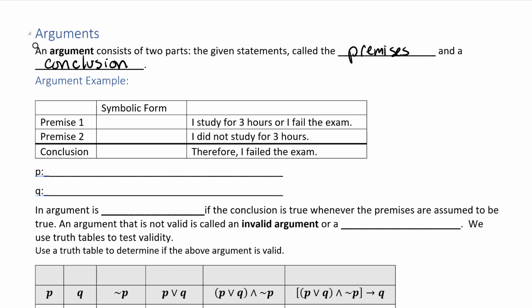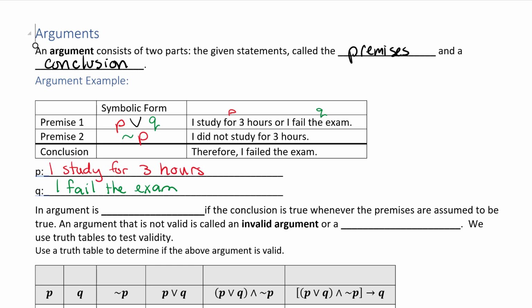I study for 3 hours, that I will call our P, and I'm going to write that down here. P. Or, so that is going to be a disjunction. I failed the exam, so that's going to be our Q. P or Q, and the Q is I fail the exam. Our premise 2 is I did not study for 3 hours. I did not, so that's a negation of P.